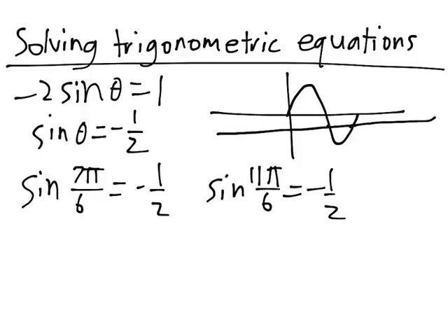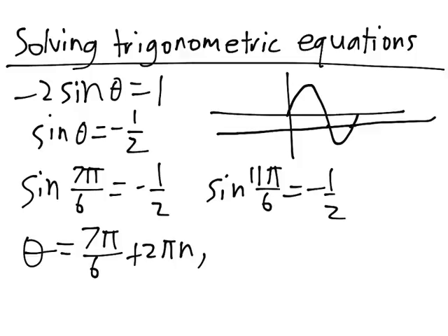However, we know that sine is periodic with period 2 pi, which means that any solution is also a solution if we add an integer multiple of 2 pi to it. This means that our solution is theta is equal to 7 pi over 6 plus 2 pi n, or 11 pi over 6 plus 2 pi n, where n is any integer.